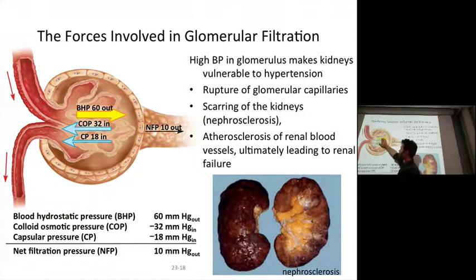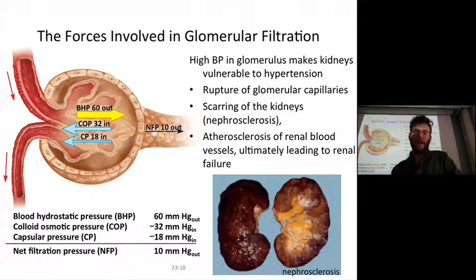If you have too high of a blood pressure here, it leads you to nephrosclerosis, kidney disease, glomerulonephritis. You begin to rupture these capillaries, you scar the kidneys, and you can get atherosclerosis of these kidneys that is going to lead to renal failure. I'm done now. We're going to spend the rest of class on Friday talking about how the kidneys deal with this tubular fluid and help manage blood pressure and different osmotic levels of different solutes in the blood. Questions?